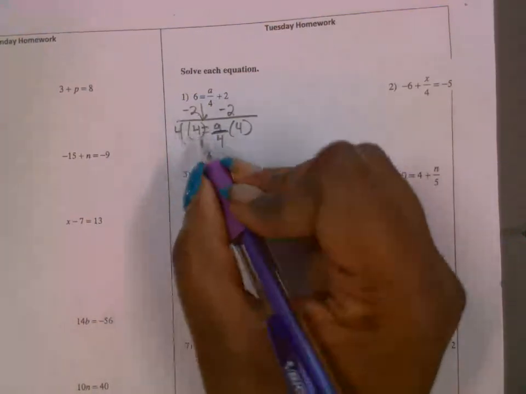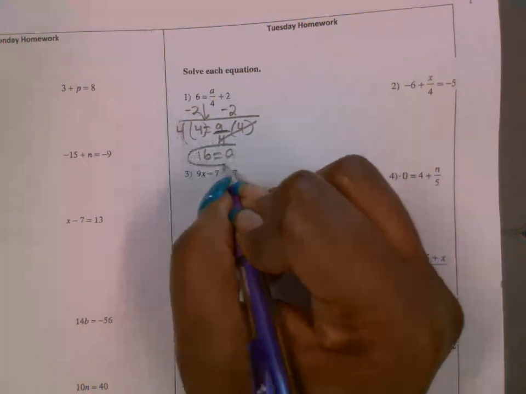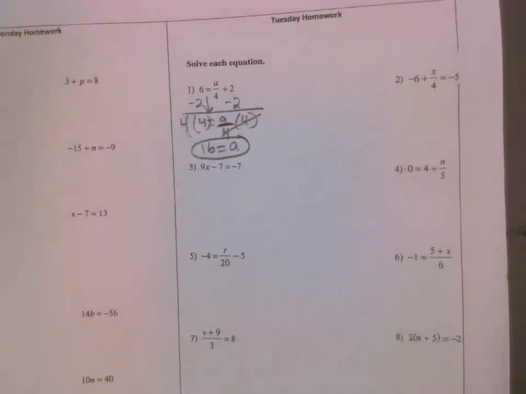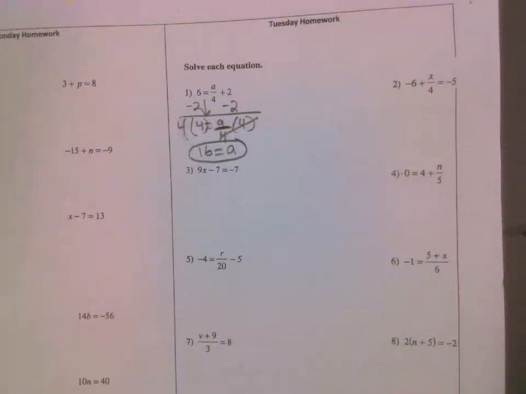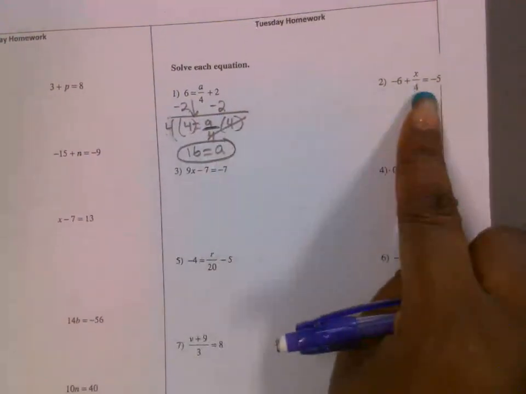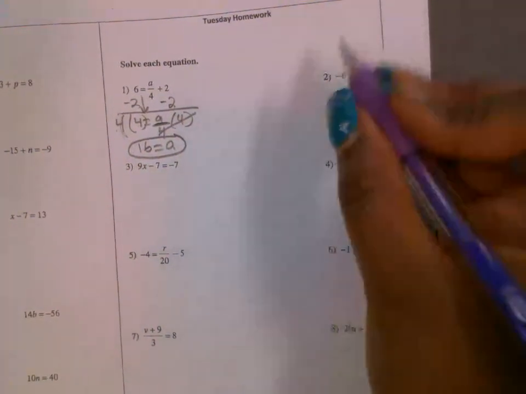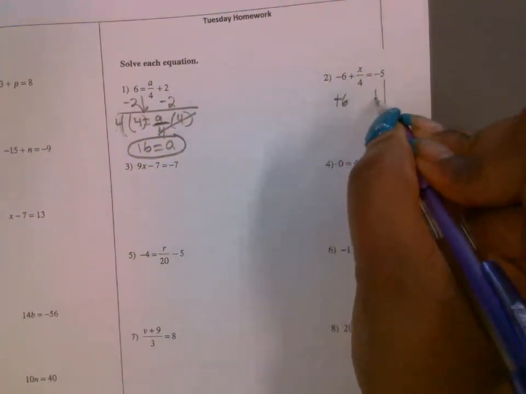4 times 4 is 16. This is gone, and my answer is A is equal to 16, or 16 is equal to A. Same thing. The same thing I did over here, you're going to do over here, except you're going to move this minus 6 by adding 6 to both sides.